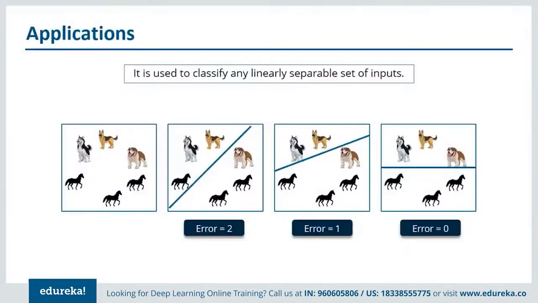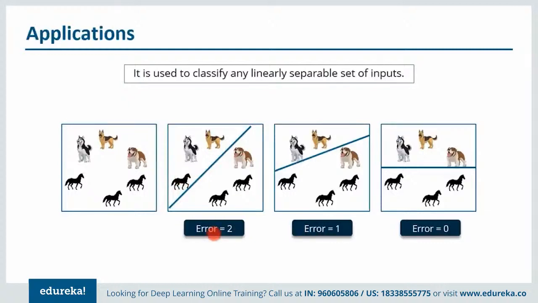Now, as I've told you earlier, it can be used to classify any linearly separable set of inputs. Let me explain with the diagram in front of your screen. We have different types of dogs and we have horses, and we want a line that can separate these two. Our first iteration will produce this sort of line. But here we notice that we have an error, as we have classified one of the horses as a dog and a dog as a horse. So the error is 2 here.